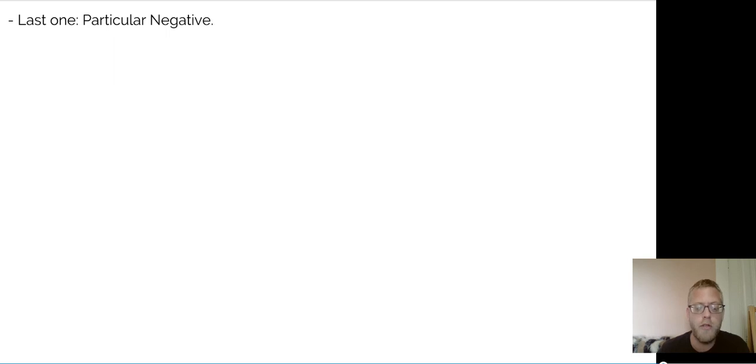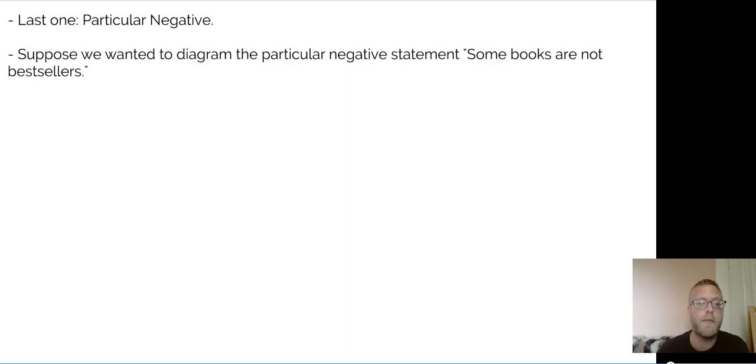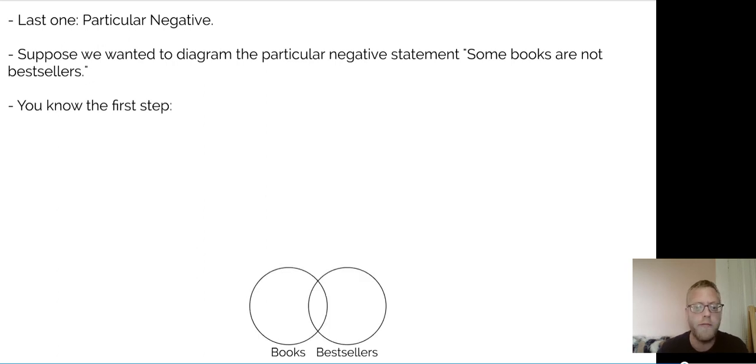So now we're on to the last one already, right? The 4th basic type of categorical statement, the particular negative. Some books are not bestsellers. How do we want to represent that? Well, you might already have a pretty good idea at this point. Maybe you can guess. You'll at least know by now what the first step is, right? You just represent the subject term on the left, the predicate term on the right, have a little bit of overlap. And now we already know that the X means at least some, at least one, rather. Some means at least one, and we represent it with an X.